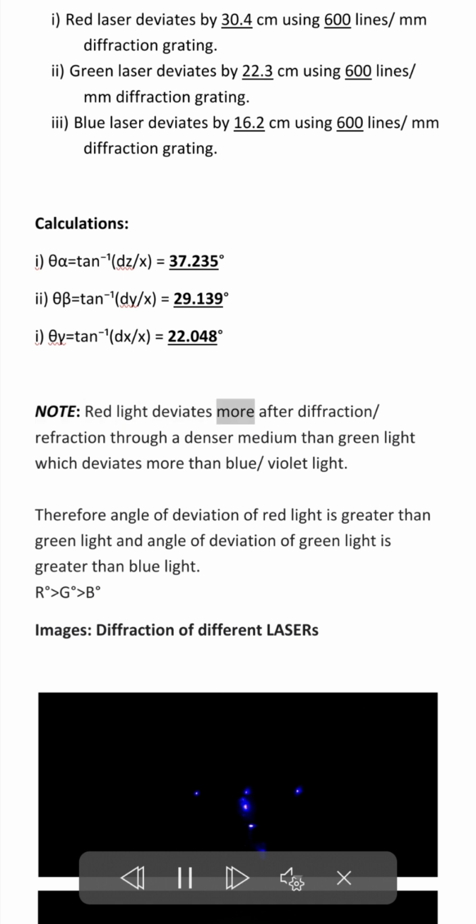Note: red light deviates more after diffraction/refraction through a denser medium than green light, which deviates more than blue/violet light. Therefore, angle of deviation of red light is greater than green light, and angle of deviation of green light is greater than blue light. R degree, G degree, B degree. Images: diffraction of different lasers.